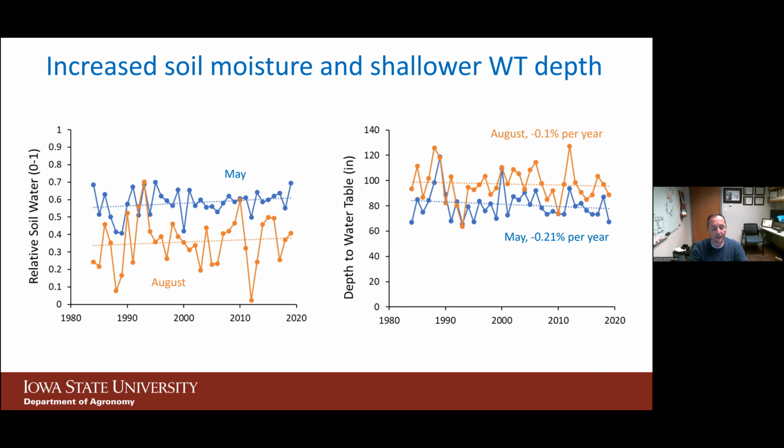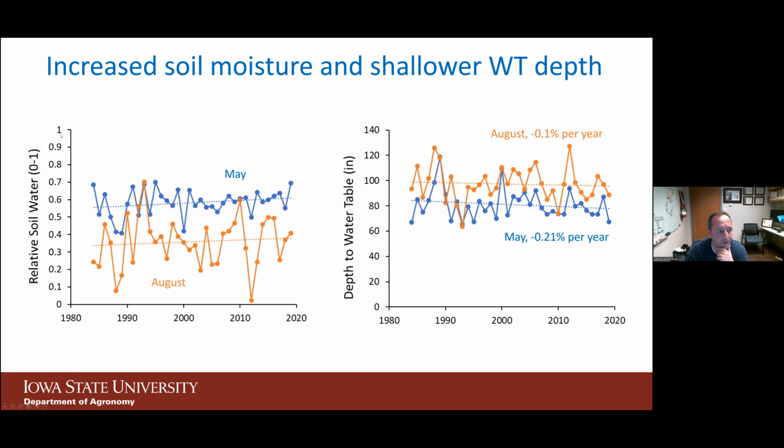Now, increased precipitation, increased drainage, increased runoff, and we have the same evapotranspiration. The net outcome of these inputs and outputs is the soil moisture. And I show you this on the left.